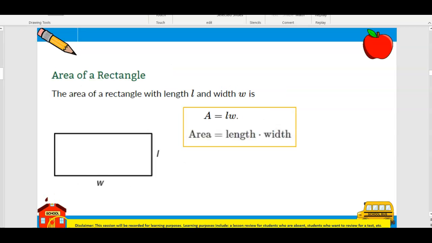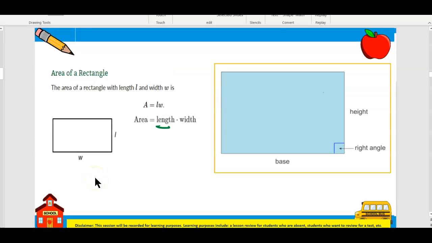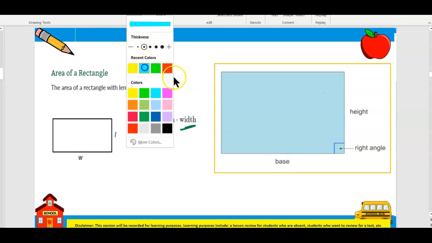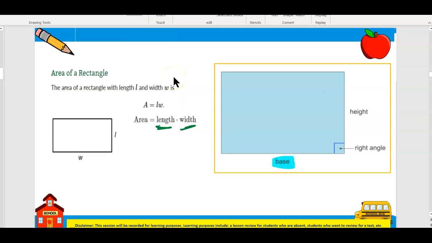But we're going to change it. Instead of saying length times width, I want you to use the vocabulary base. Let's make base blue. Base times the height.